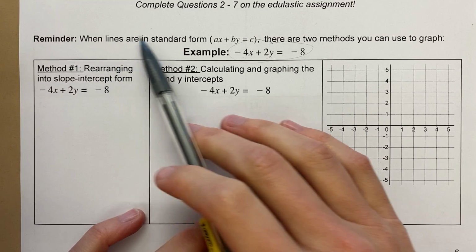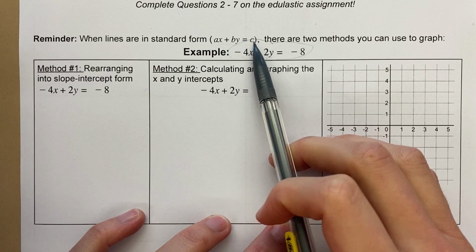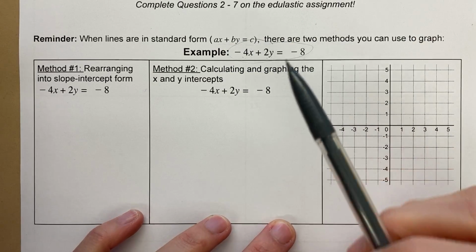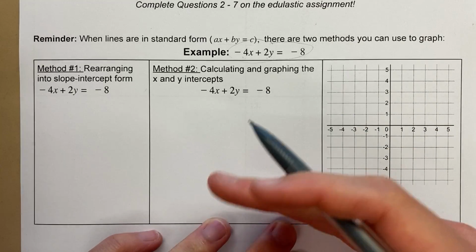This is a reminder that when lines are in standard form, they look like this. Okay, a number times x plus a number times y equals a number. There are two methods that you can use to graph. In the next few questions, you're going to be graphing in standard form. Now you get to choose which method you're more comfortable with.